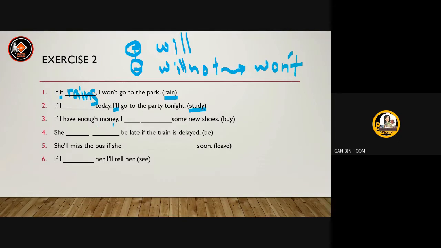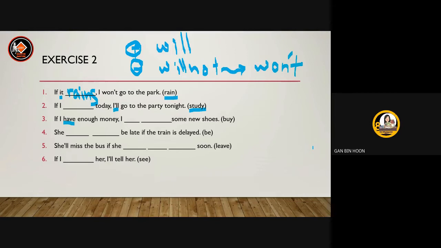If I have enough money. Have, ni teacher? Yalah, have ni present lah, because past tense is had, right? So if I have enough money, I some new shoes. So what's the answer? There are 2 blanks here. If I have enough money, I some new shoes. So what's the answer?